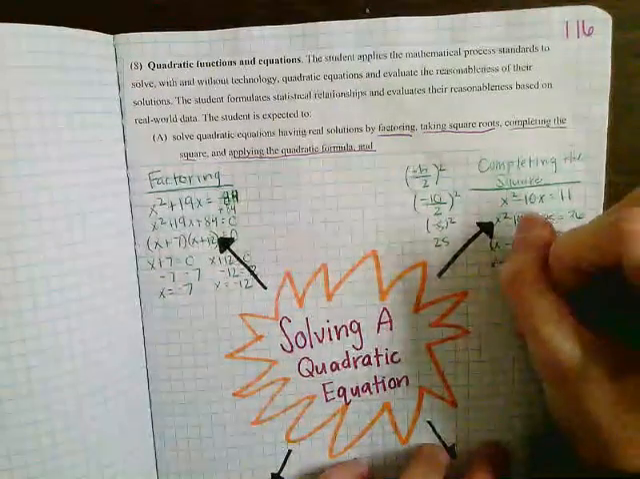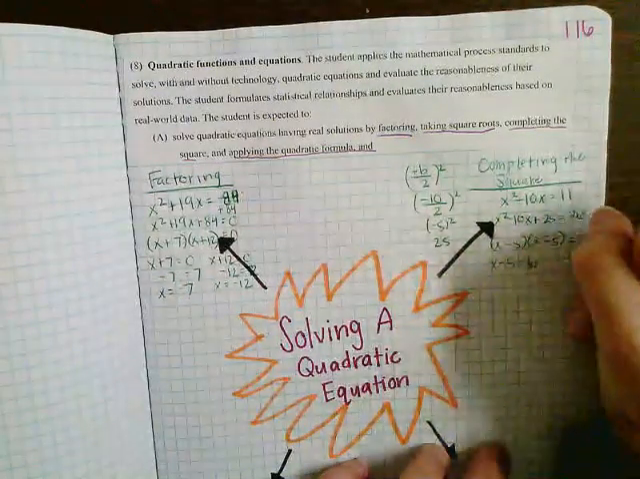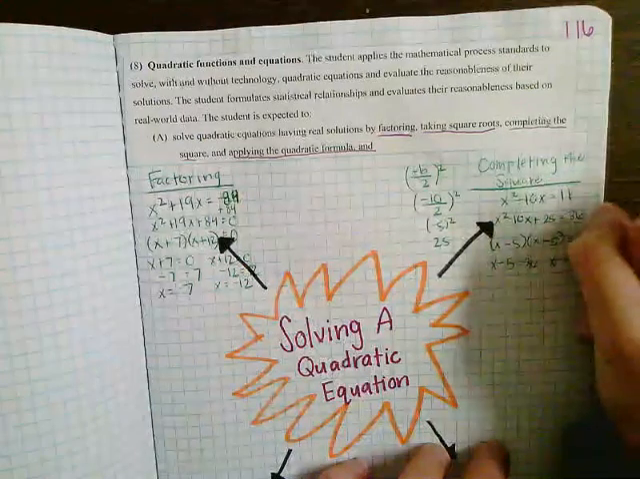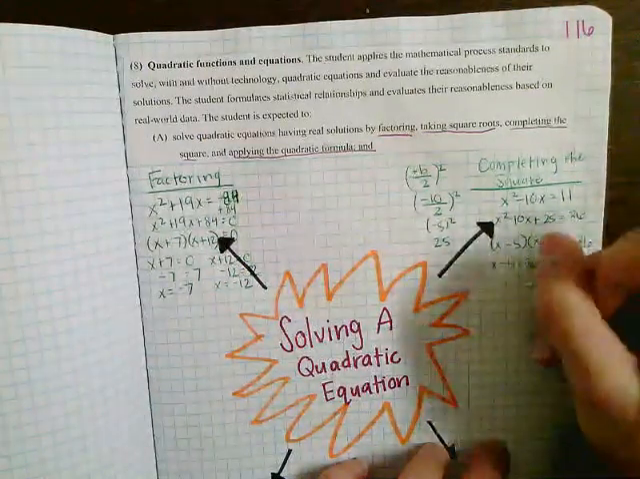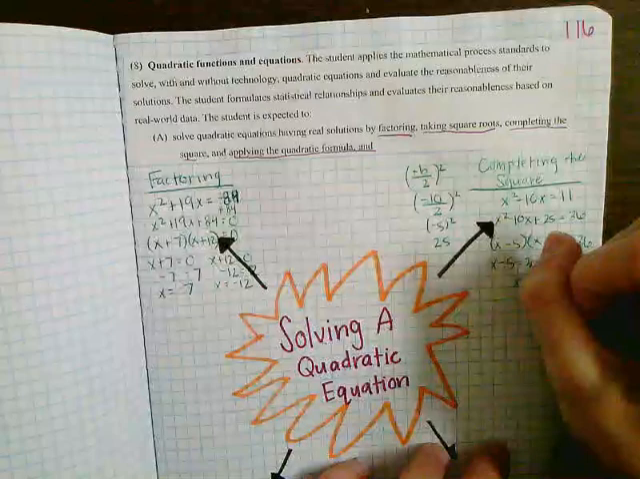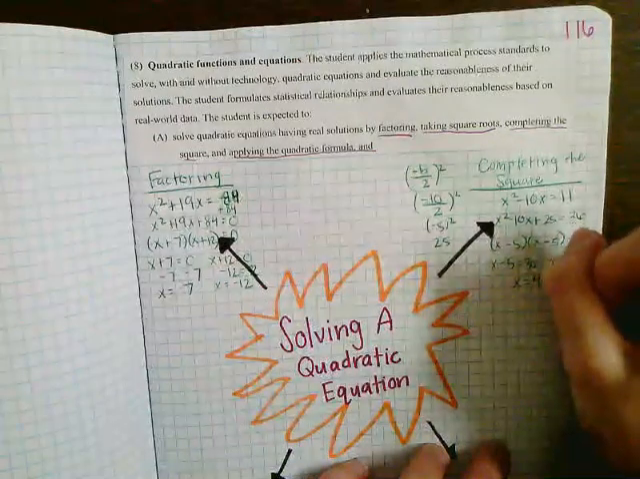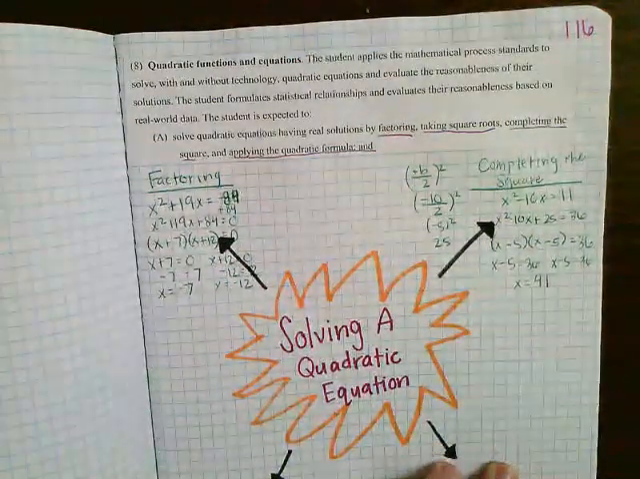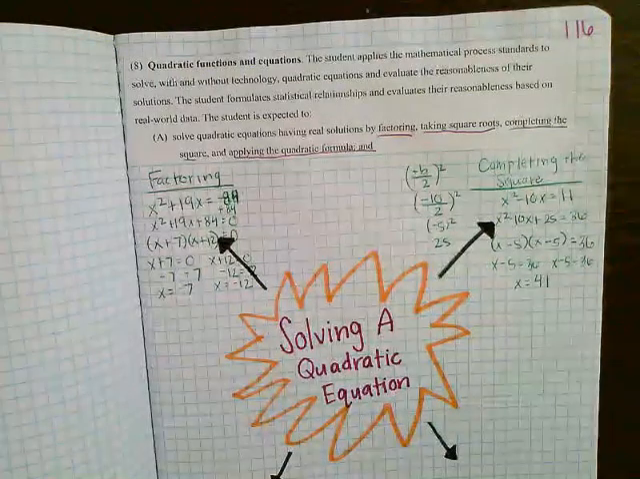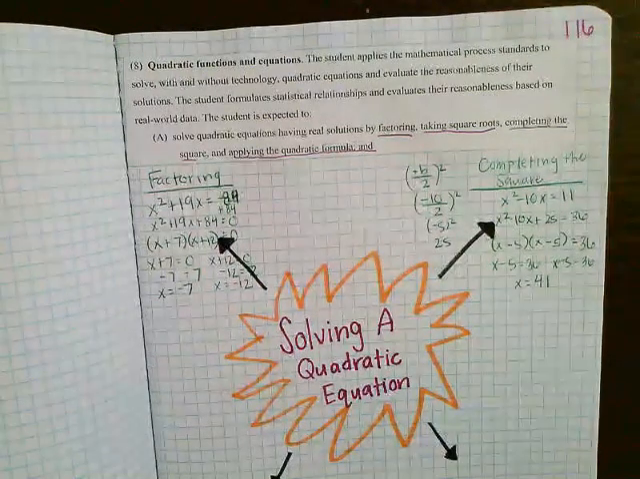So x minus 5 squared equals 36. x minus 5 equals 36, which is going to be the same thing. So x equals 41. Okay, so we're going to stop there.